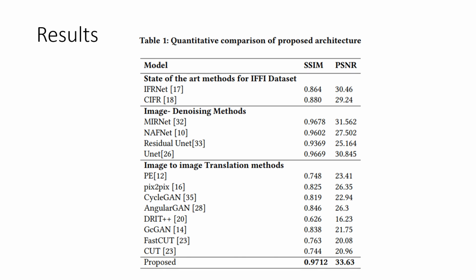First of all, from this table, it is clear that all the types of denoising architectures are performing better than the generative architectures, the state-of-the-art generative architectures. When it comes to our proposed network, it is very evident from this table that our proposed network has outperformed all existing state-of-the-art generative architectures as well as image denoising methods, as well as the existing state-of-the-art methods for the IFFI dataset.